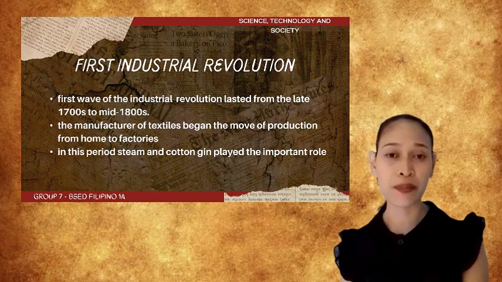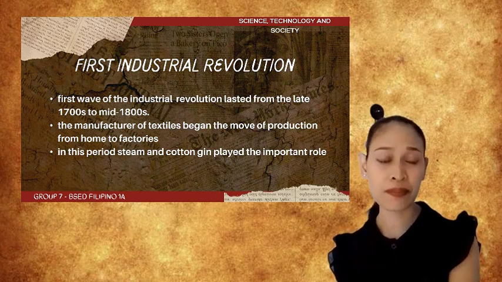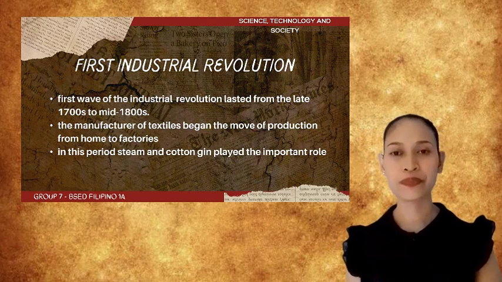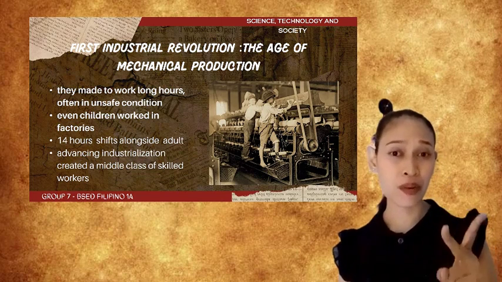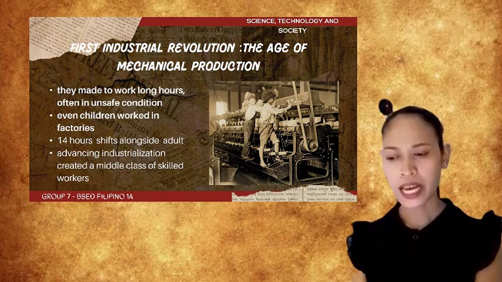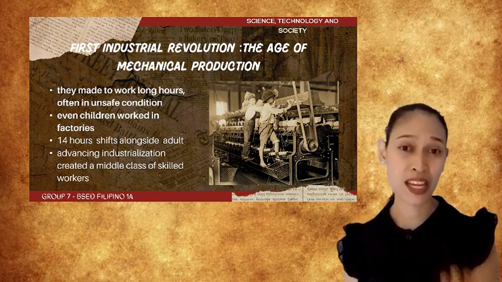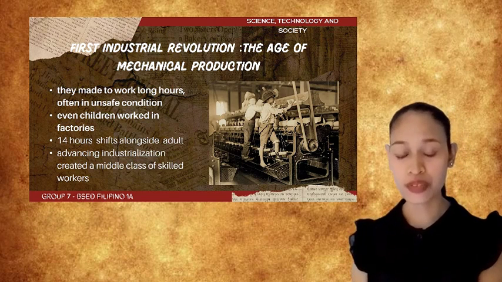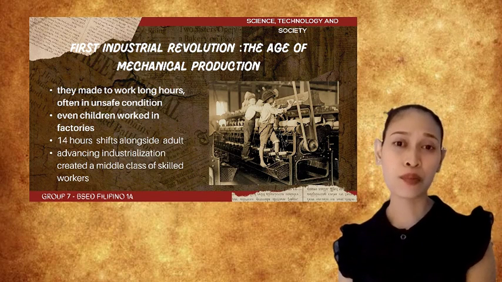Tapos dito rin sa panahong ito ay nagkaroon ng important role yung steam at yung cotton gin. At ang First Industrial Revolution ay may dalawang uri. Ang una ay the Age of Mechanical Production. At natawag itong the Age of Mechanical Production, kung saan gumagamit na sila ng mga machine or mga mechanical na produkto.